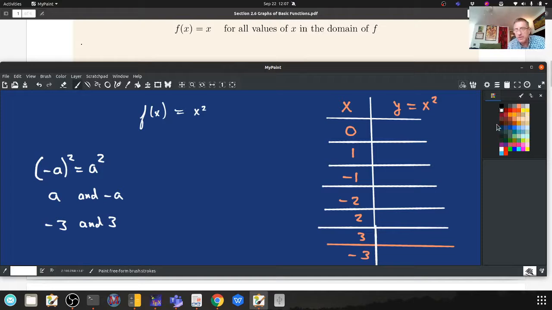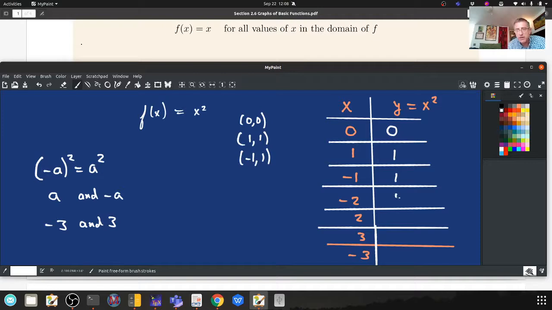So let's go. 0 squared is 0 times 0. The output is 0, so there's 0, 0. 1 squared is 1, and minus 1 squared is 1. That's what I mean by a twofer. 1 and 1 is another point. Minus 1 and 1 is another point.